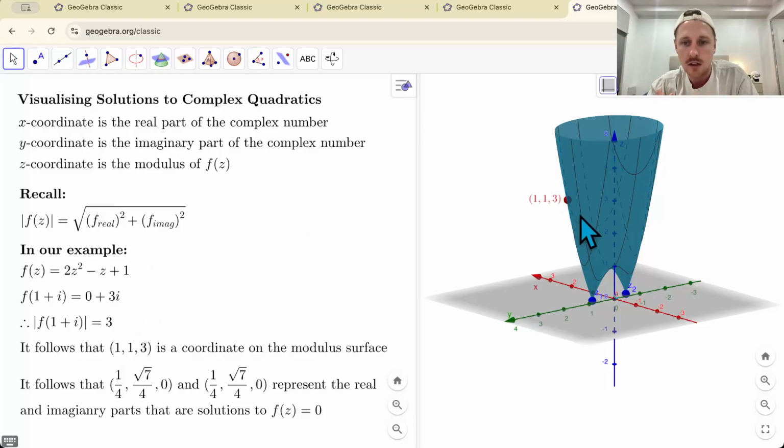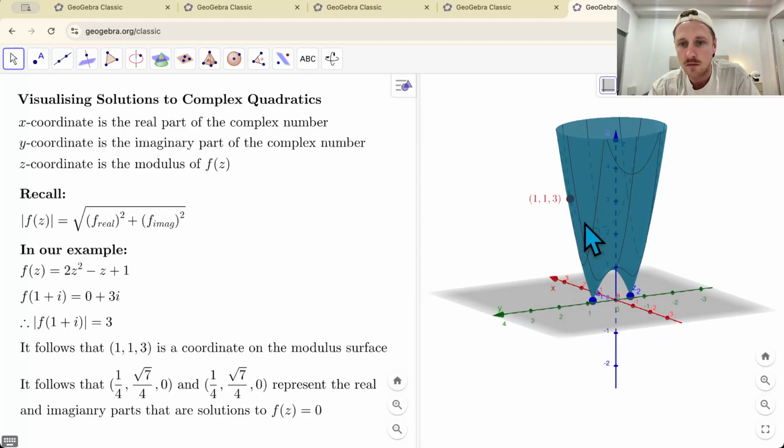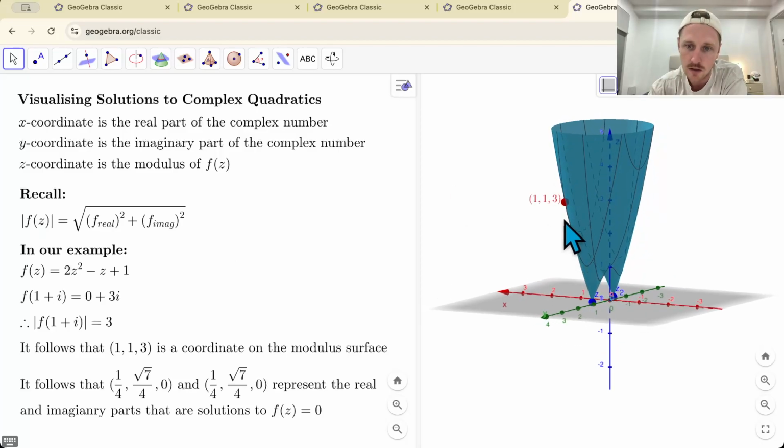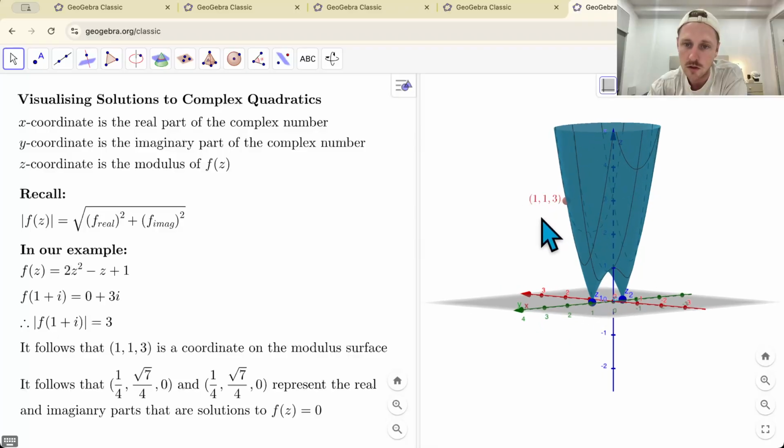So putting all that together, we can think about this surface that we've got going on here, which is sort of in blue. And let's just think about this point to see where it comes from. So the x coordinate is 1. So that's the real part of the complex number that gets inputted. And that's sort of at the x value of 1. We also said that the y value, the imaginary part of the complex number, is at 1. And finally, just in this example, it turns out that the modulus of f of z is at 3 in this case. So that point there, which you can see in red, has the coordinates 1, 1, 3.